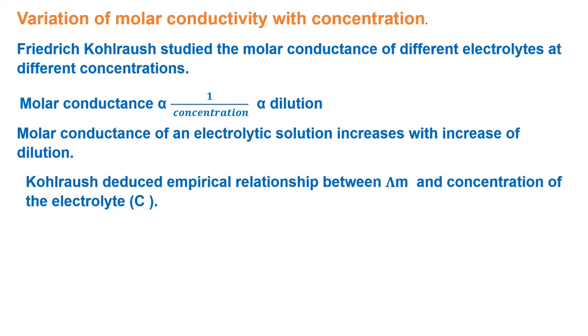Molar conductivity is given as the term lambda m and concentration is C in molarity. What is this equation? That is lambda m is equal to lambda m naught minus k into root C. Here lambda m is the molar conductivity of the particular electrolytic solution and lambda m naught is the limiting molar conductivity. So it is the conductivity at infinite dilution, that is, when the concentration reaches zero. k is the constant and C is the concentration.